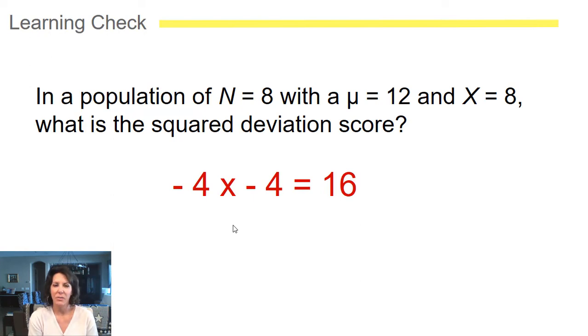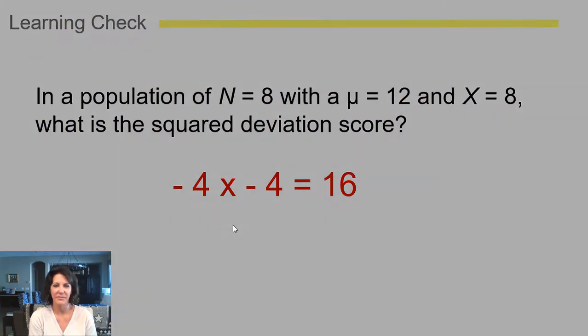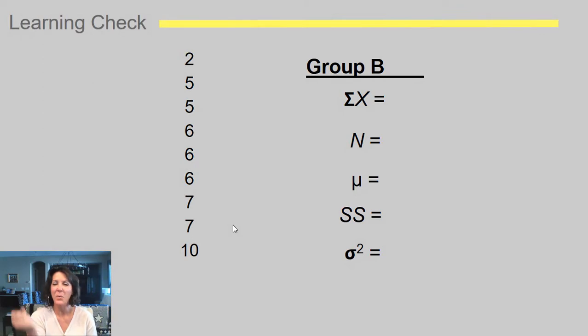If you square it, or multiply it by itself, you get a squared deviation score of 16. So we're going to have deviation scores and we're going to have squared deviation scores. All right, now we're going to do this as a learning check for Group B.